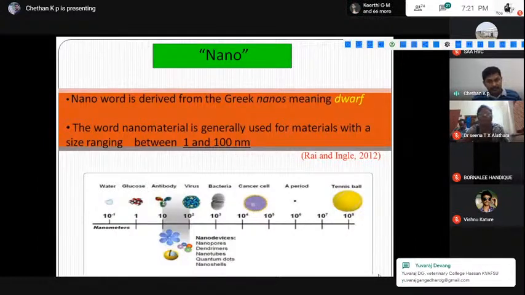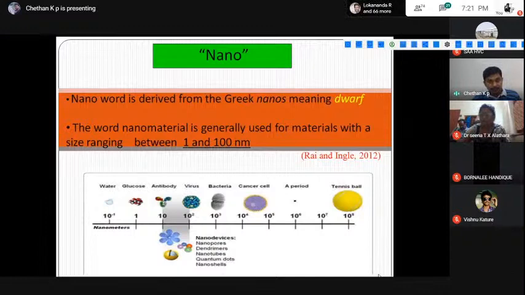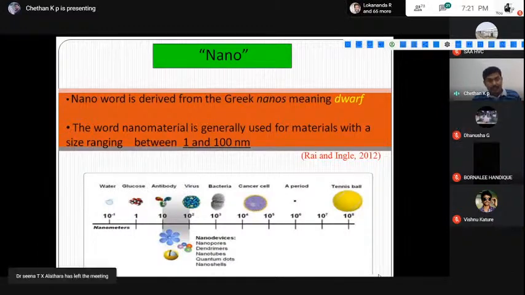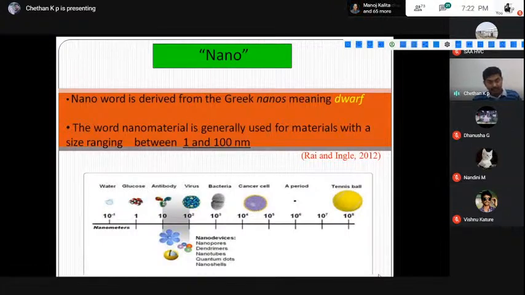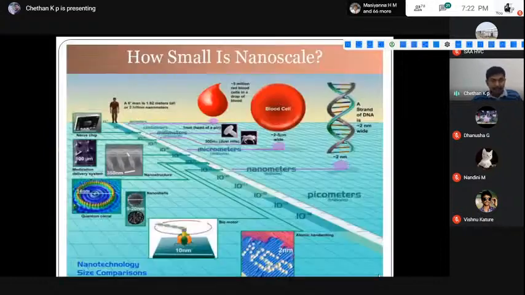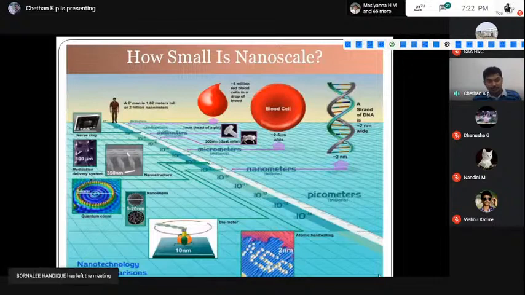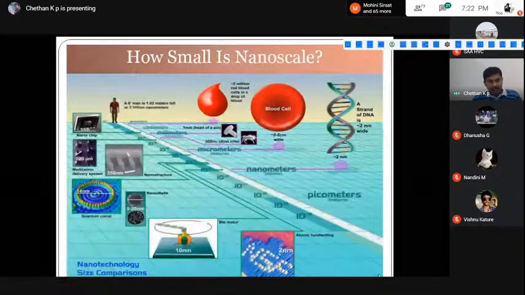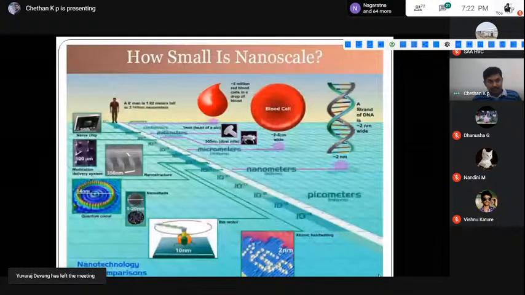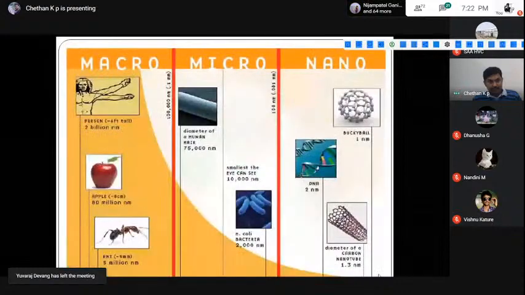So how small is it then? The word nanomaterial is generally used for materials with a size ranging between 1 to 100 nanometers. If I say 1 to 100 nanometers, you may not be able to imagine this. So to get a better picture about the nanoparticle, you can see different pictures here. There is a human being standing there, a blood drop, a blood cell, a DNA strand, and many other things. I think in this picture you will have a better idea about the nanomaterial.